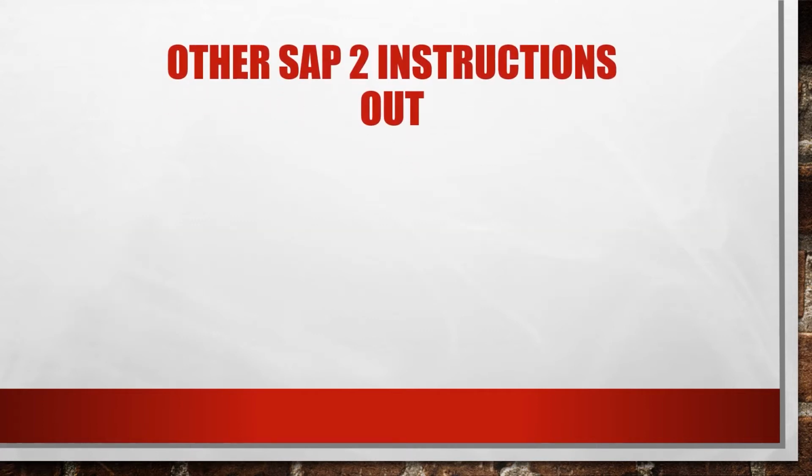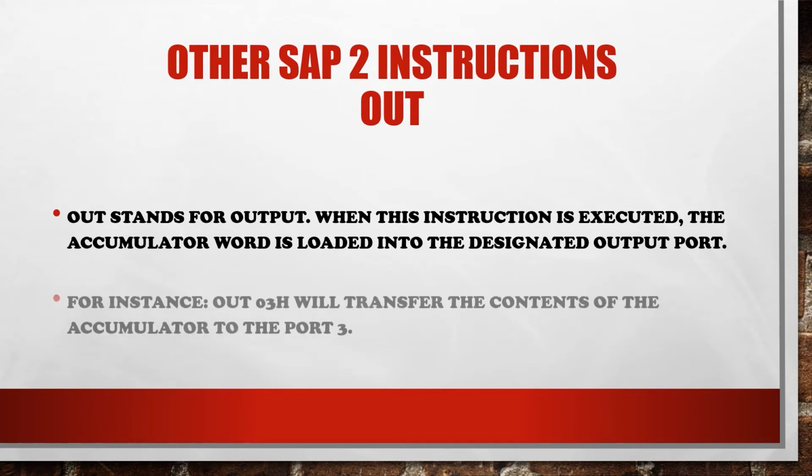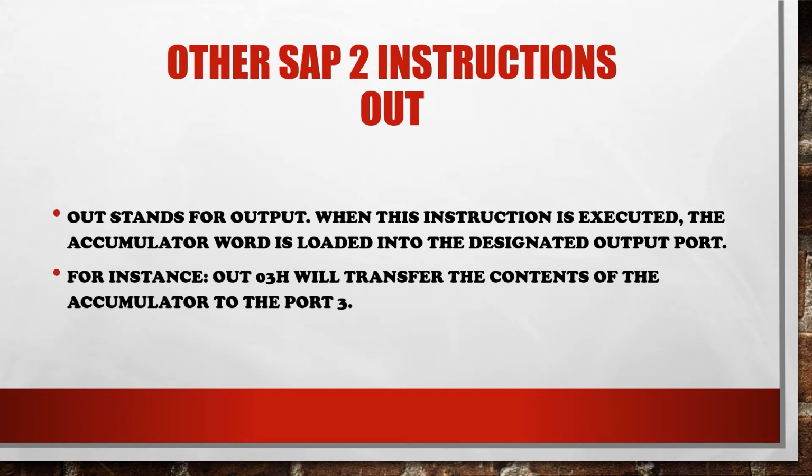Likewise, another SAP 2 instruction is OUT. OUT stands for output. When this instruction is executed, the accumulator content is loaded into the designated output port. For instance, OUT 03H will transfer the contents of the accumulator to port 3. So this much about the OUT instruction of SAP 2.